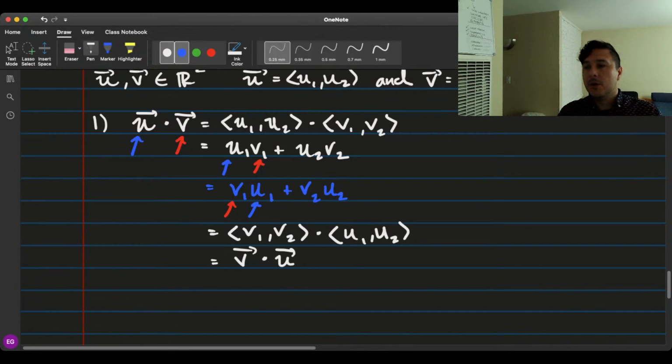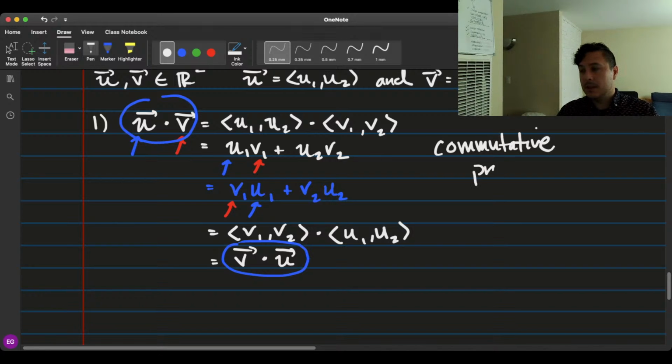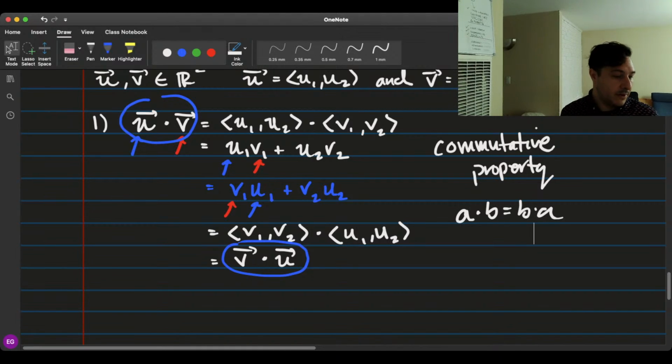So does the order of the dot product matter? No. u dotted with v is the same thing as v dotted with u. This is called the commutative property. Just like with numbers, a times b equals b times a, it works the same for the dot product.